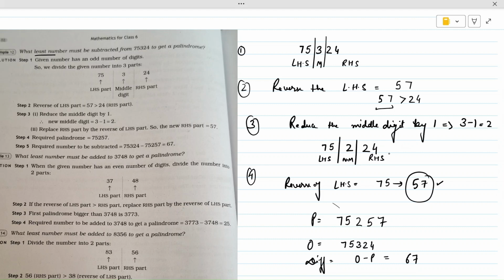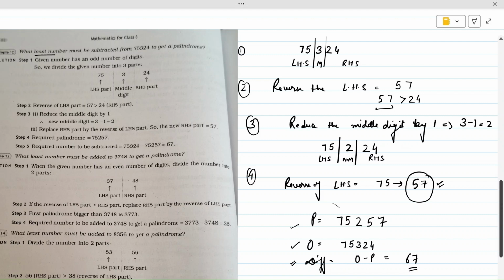So the new number with us is 75 as LHS, new middle number as 2, and RHS as 24 as is. Next step, again we are going to reverse this, and on reversing this, again we have 57. But this time we can use it because this middle number has been reduced. So the number which we will get will be lesser than the original number. So the palindrome number with us is 75, 2, and then 57. This is our palindrome number. This is our original number, and the difference of the two is the least number required to make it a palindrome, which is 67 here. Okay, so this is done, kids.